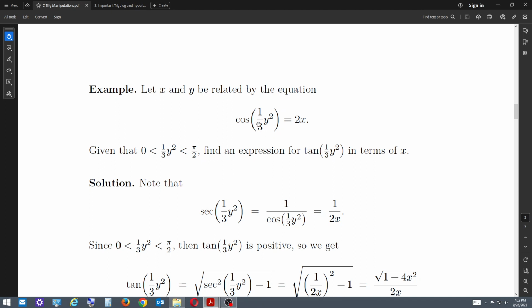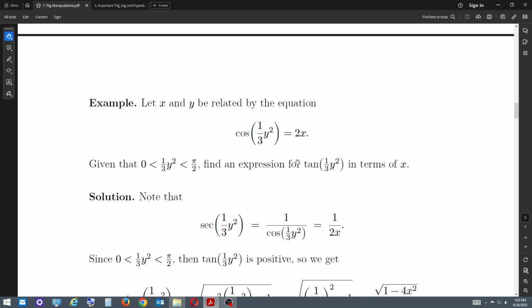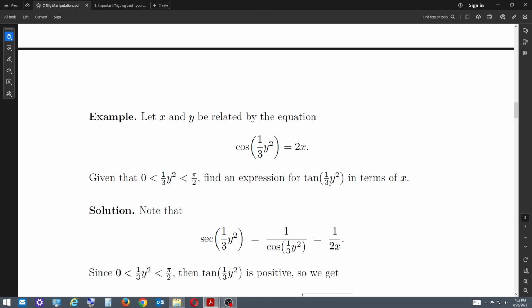Right? So it doesn't matter what the angle is. I know that the entire angle lies between 0 and 90 degrees. Then I can proceed to use my identities, and I know if I ever have to take a square root, it's going to be the positive square root because all of them are positive in the first quadrant. So, but how do we do this? How do we get tan of a third y squared, or tan of anything, given the cosine?